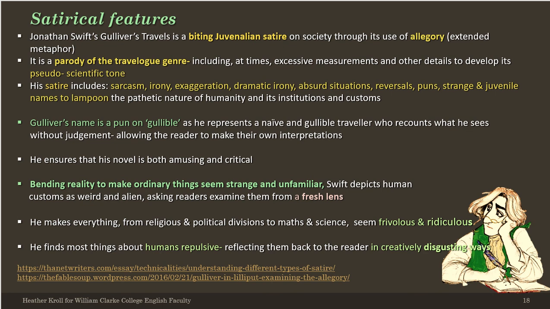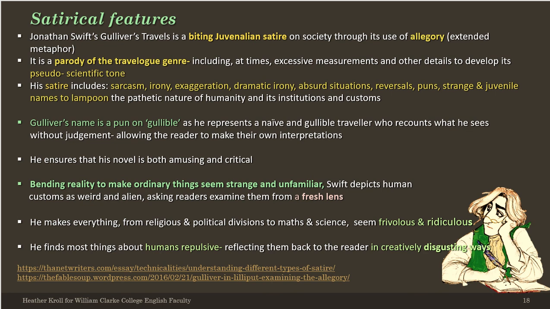Swift ensures that his novel's both amusing and critical. So if he just wrote an essay critiquing these things, that'd be boring, no one would read it, probably no one would remember it. But because it's in such an amusing form, like Alice in Wonderland was, it's become much more enjoyable to read and much more timeless. Swift bends reality to make ordinary things seem strange and unfamiliar. That's those ideas of the Russian formalists, defamiliarization and estrangement. Swift depicts human customs as weird and alien, asking readers to examine them from a fresh lens. So we talk a lot in this unit about having fresh eyes.